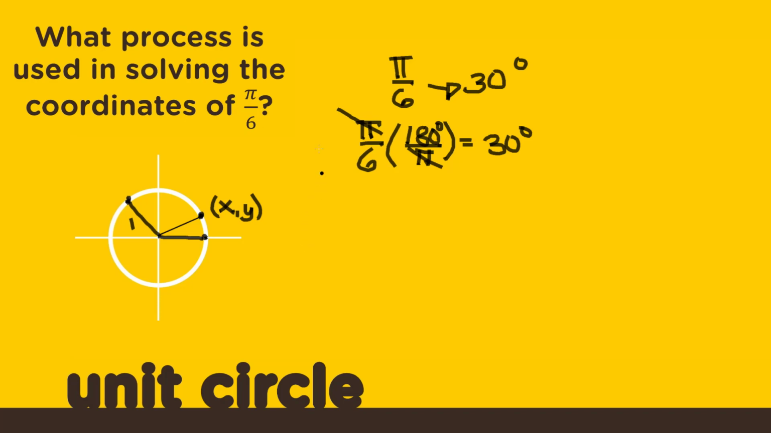Now, to do that, please be reminded that for a central angle, because this is a central angle here, the central angle is just equal to its intercepted arc. This is pi over 6, also known as 30 degrees. So this is 30 degrees as well.